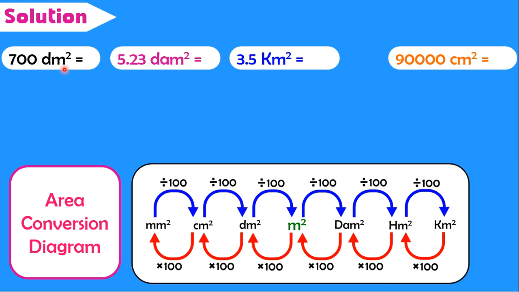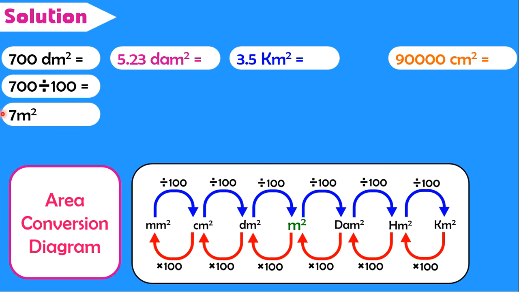700 decimeter squared. We have to convert from decimeter square to meter square. So we are moving from a small unit to a large unit. So we have to divide by 100. So 700 divided by 100 will give us 7 meter squared.